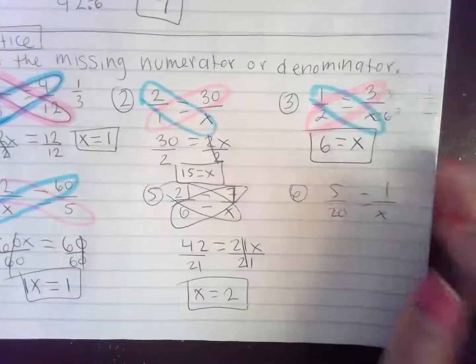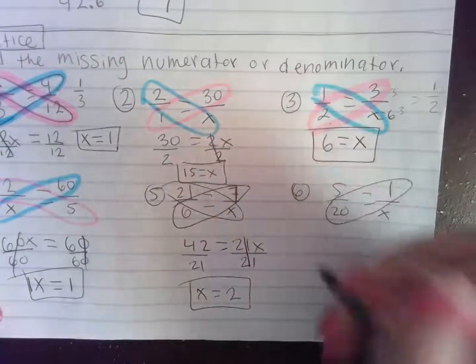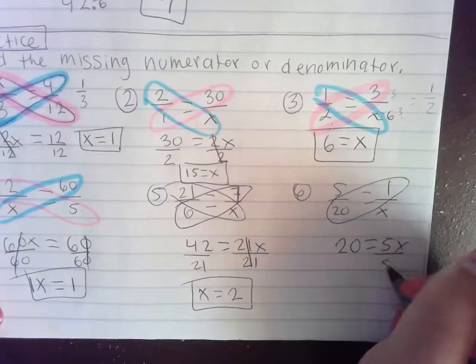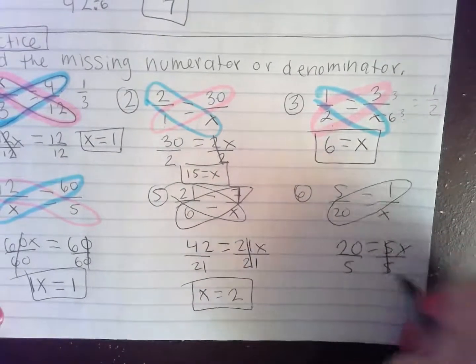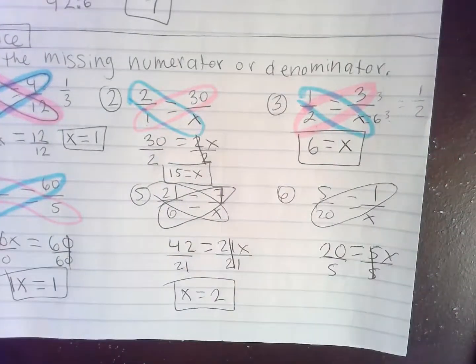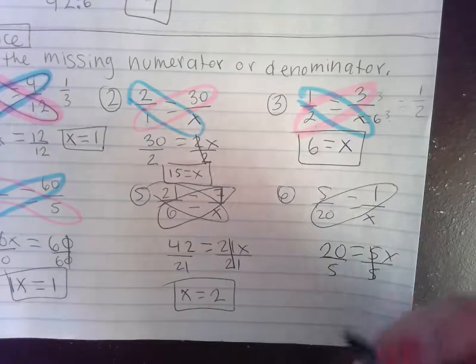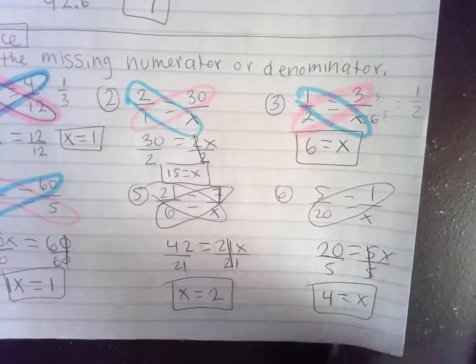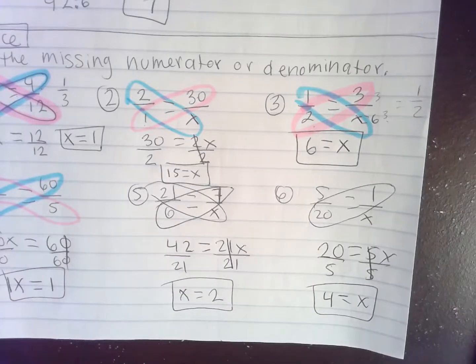So, last question here. Cross multiply. 20 is going to equal 5x. Divide each side by 5. If you divide $20 5 times, that would just give you 4. So 4 is going to equal x. And that's pretty much it.